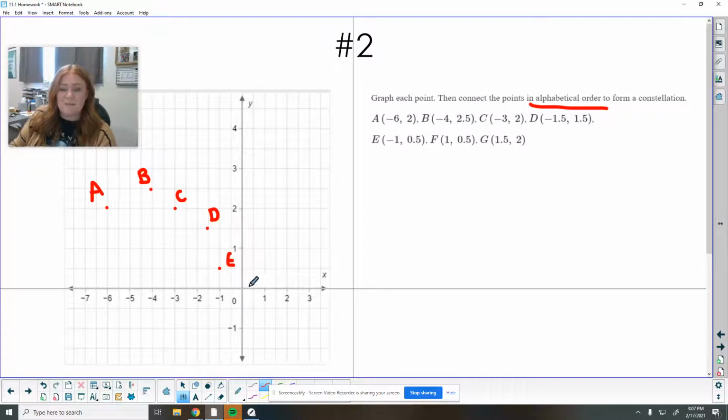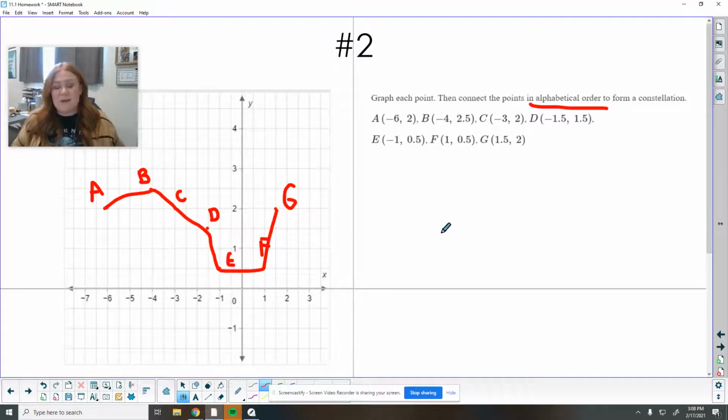Now we've got F is positive. So this time we're going to cross this y-axis to the right and then go up +5. So F. And then 1.5, +2 is G. So now it wants us to connect these. So connecting our dots here.